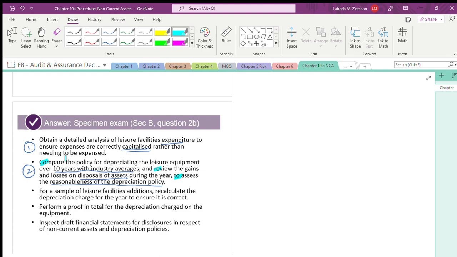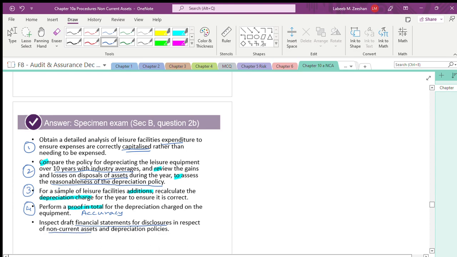Fine. For a sample of leisure facilities additions, for the additions, you calculate the depreciation charge. Perform a proof in total. Why are we doing this? We are doing it to know the accuracy. Last one, inspect draft financial statements with respect to disclosures and presentation, both in terms of non-current assets and in terms of depreciation policy.